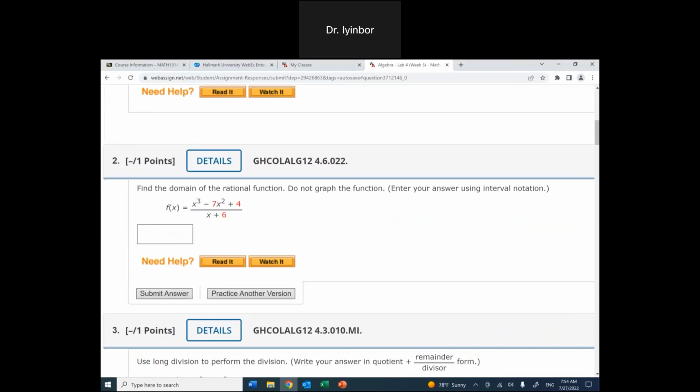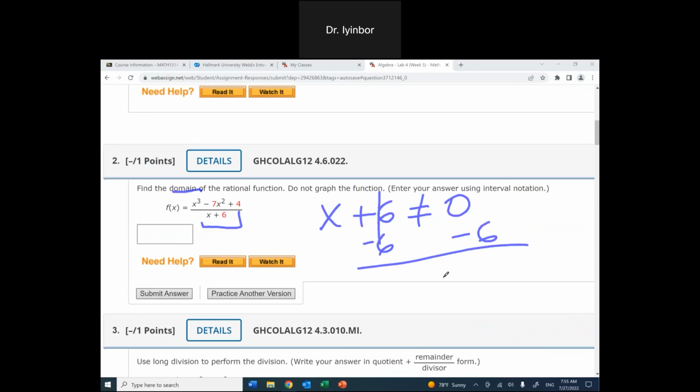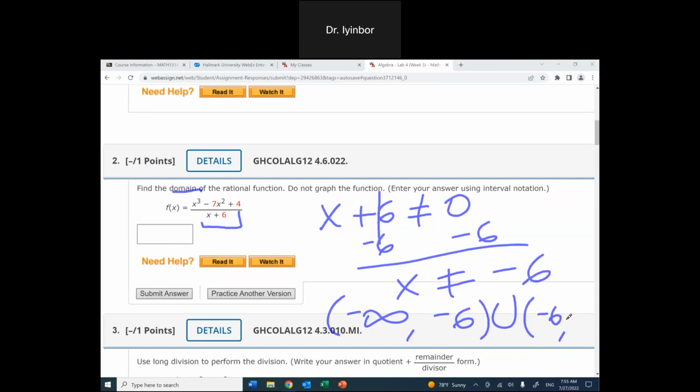So you have to find the domain of the function. And when you find the domain for a fraction, you need to work with the denominator. So technically you're solving x plus 6 equals 0, or not equal technically. We subtract 6 from both sides to solve that equation, and that gives you x is not equal to negative 6, and the domain is going to look like parenthesis negative infinity, negative 6, union negative 6 to infinity, and that's going to be the answer.